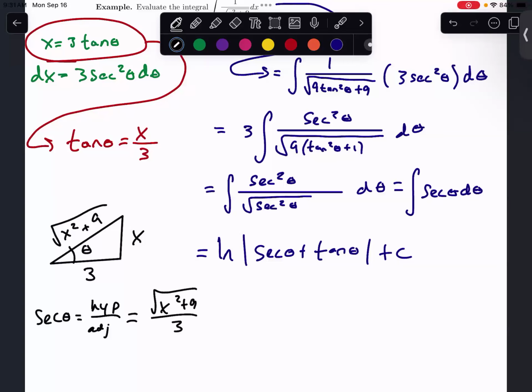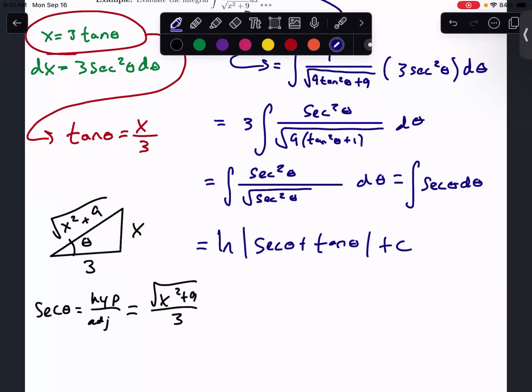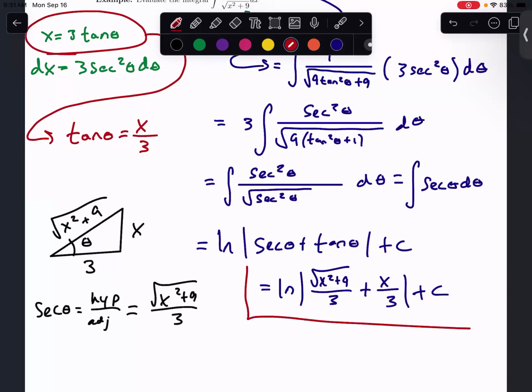And so now if we translate everything back in terms of x, this is going to be the natural log of the square root of x squared plus 9 over 3 plus x over 3 plus c. On the exam, I'm fine with you leaving your answer like this.